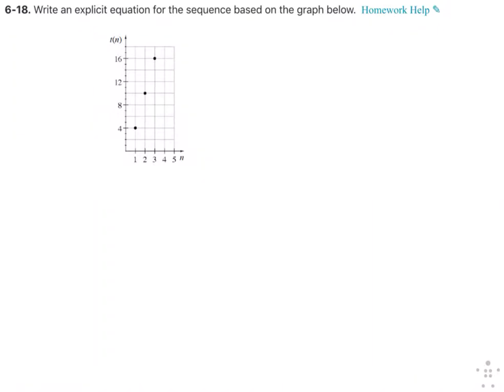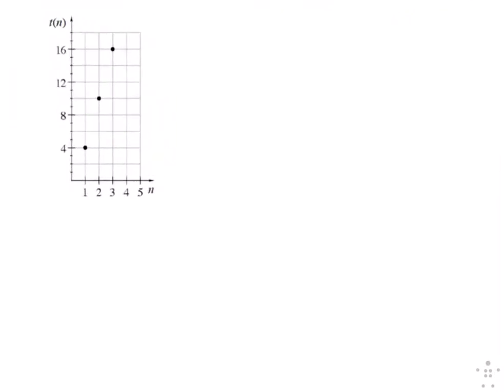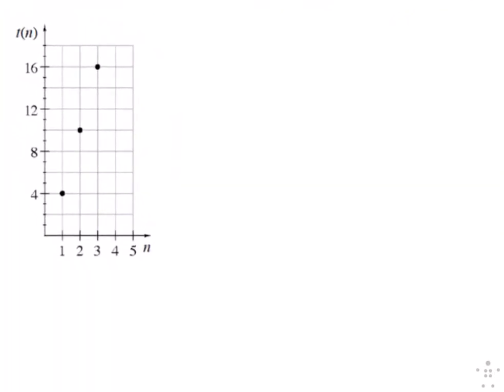Okay, for this one, 618, they want an explicit equation, right? I'm going to make this bigger, right? And for an explicit equation, we need to find the growth each time, right? So as it goes over 1, it goes up and over, right? 1. So it goes over 1. And it goes from 4, in this case, from 4 to 10.